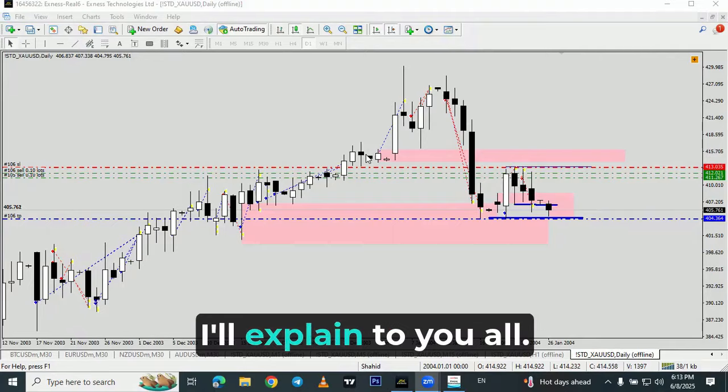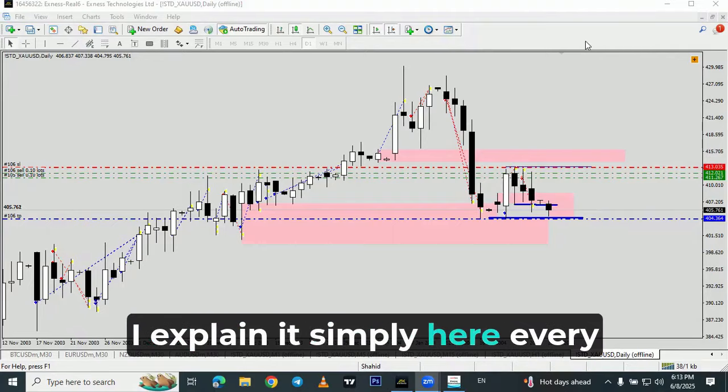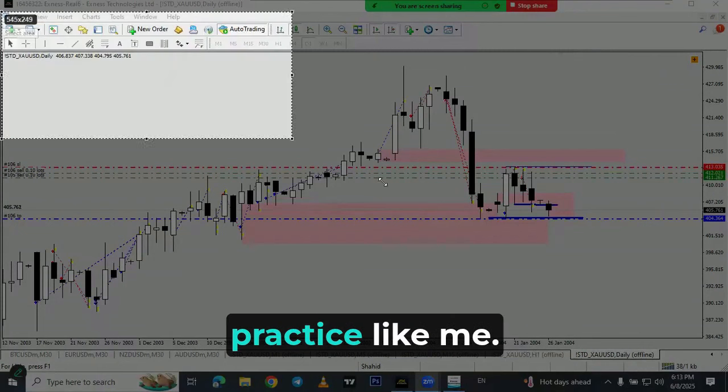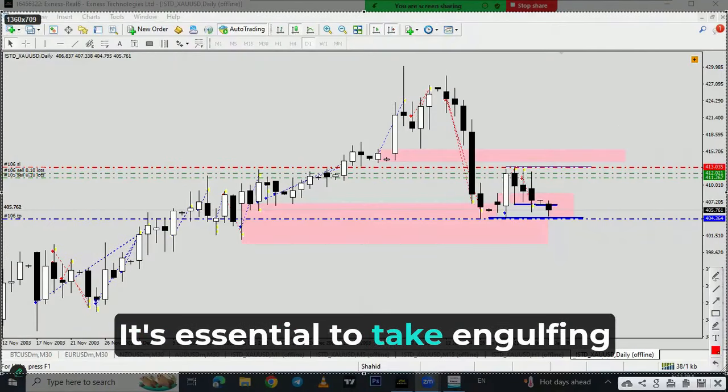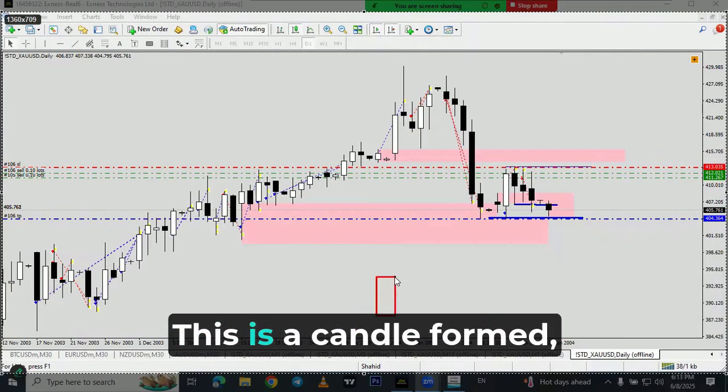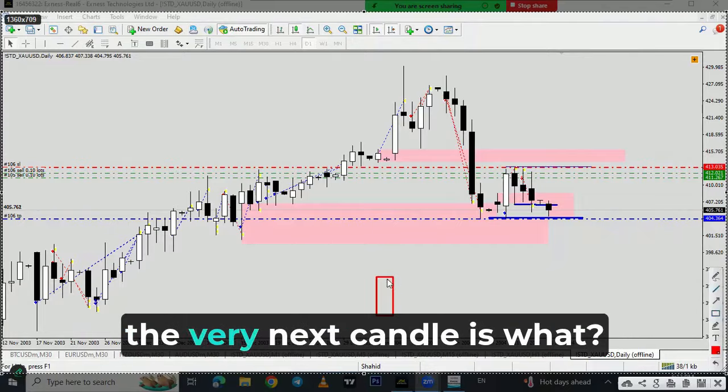After that, I'll explain to you all. I explain it simply here every time so that you all can practice like me. It's essential to take engulfing points first. This is a candle formed, and if you see, the very next candle is what?